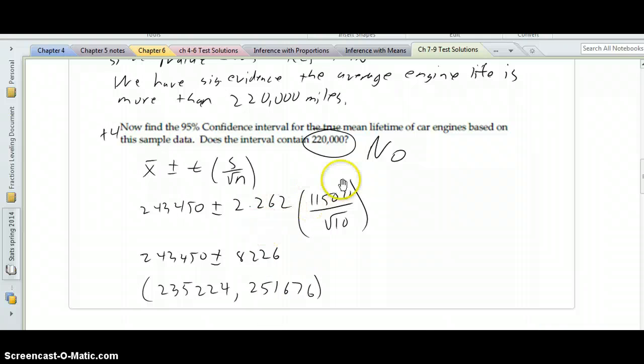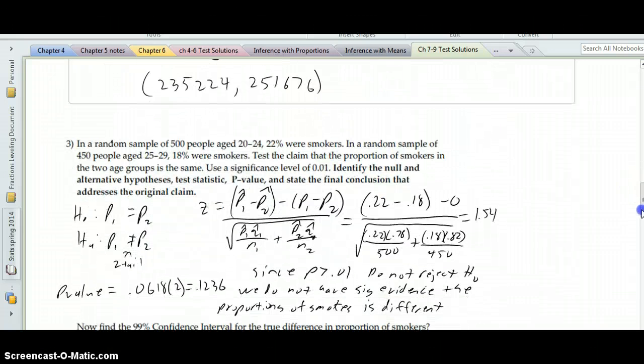And there's our sample standard deviation and sample size. So we would be 95% confident the true mean engine life is somewhere between 235,224 and 251,676. And the question is, does it contain 220,000? The answer is no, which backs up that there's a difference here between what our sample says and what we thought was going on.